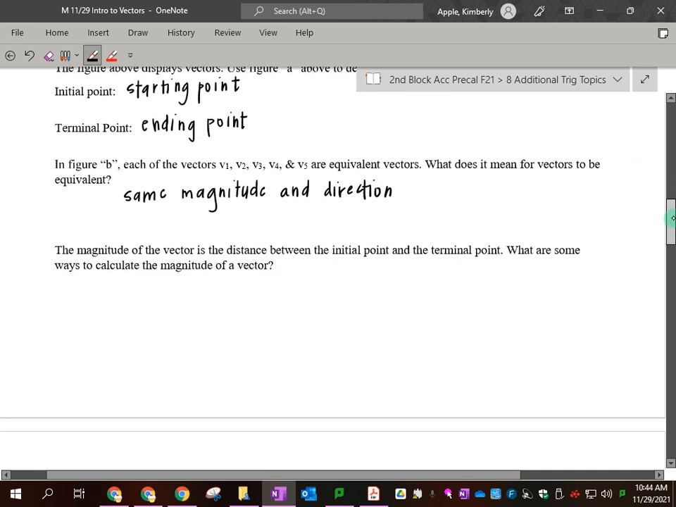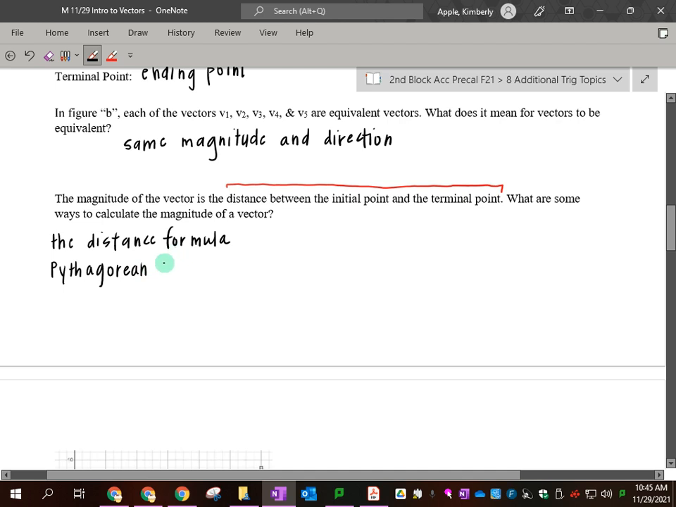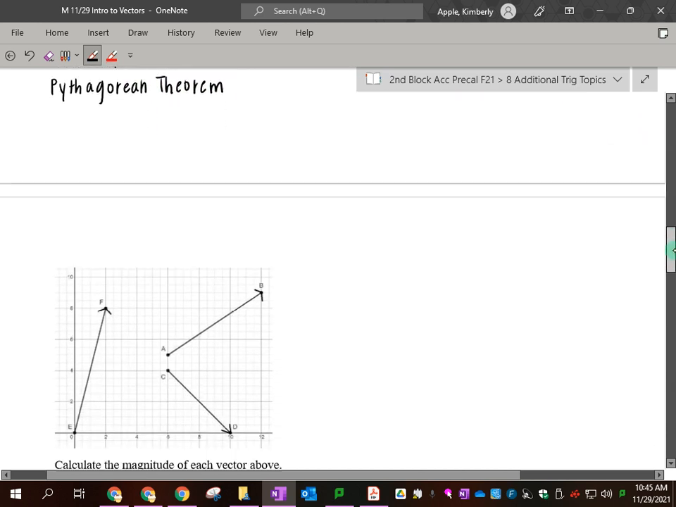So, okay, the magnitude of the vector is the distance between the initial and terminal point. So, how can we calculate the magnitude? Well, you can use the distance formula. I mean, if you want, that's perfectly fine if you don't have a grid or something. Or you can use the Pythagorean theorem, which to get the distance formula, we actually just mess with the Pythagorean theorem a little bit. This comes from this anyway. That's why it looks so similar.